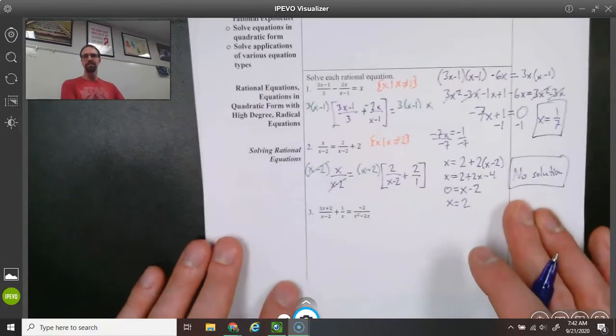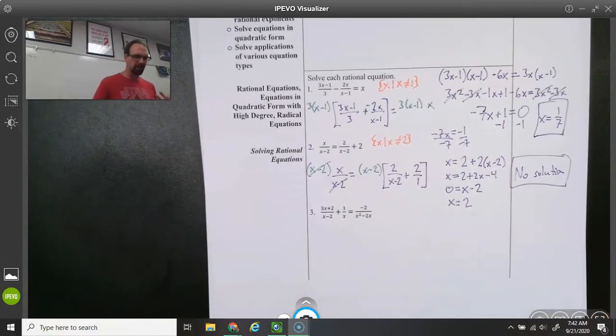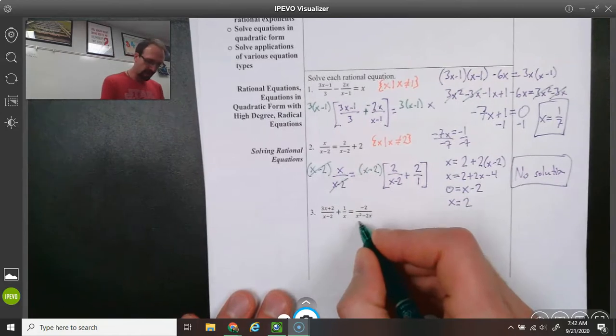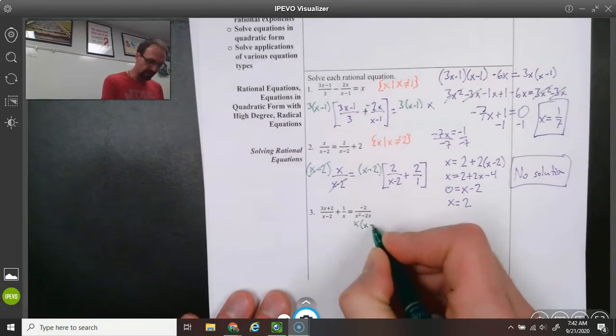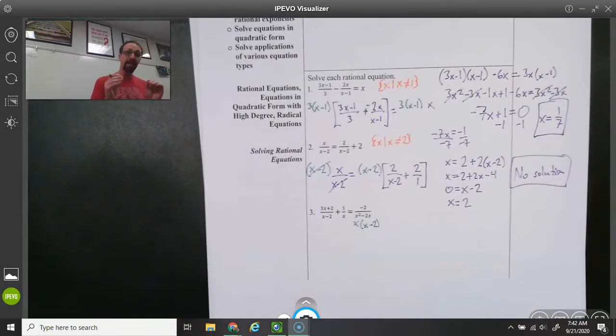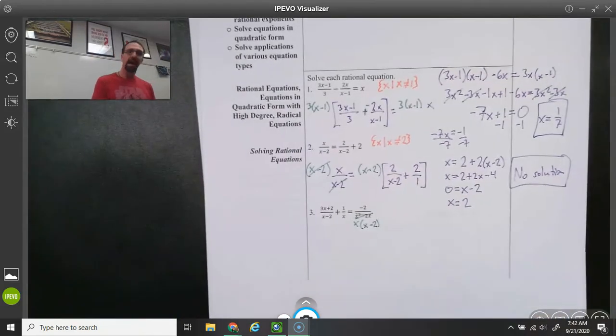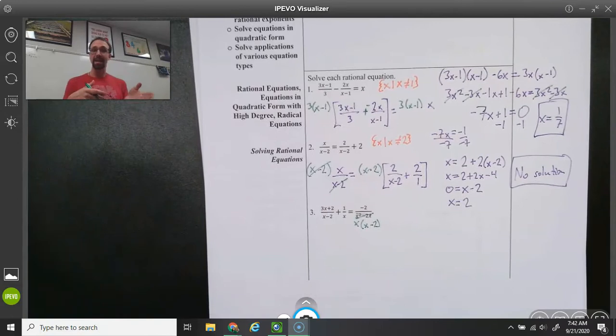With this next one, as we approach this problem, what you want to focus on is seeing that x squared plus 2x can be factored. And so we're going to do that. So let's do that part with the factoring. So x times x minus 2 here. Now, thinking about what we have to multiply through on both sides, I need to multiply through by that x and by x minus 2.